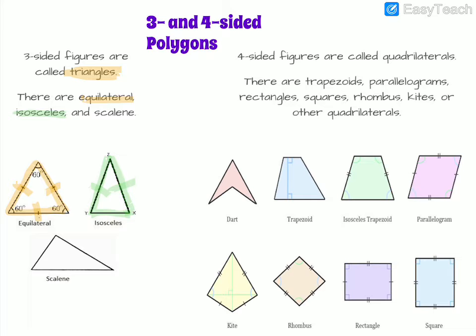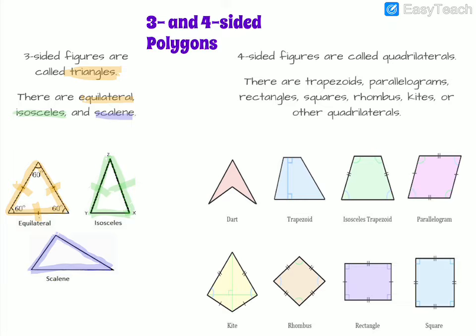And then we've got a scalene triangle. That's this bottom one, scalene. And a scalene triangle has no sides the same. So go ahead and pause and write about the 3-sided figures, which are triangles.